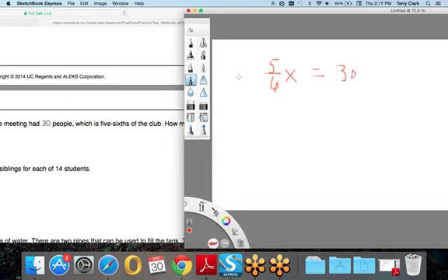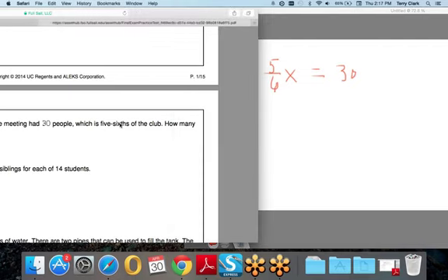And the word 5/6 of means to multiply. The word of means to multiply. I can't underline these things, but you can see it right there where it says 5/6 of the club means 5/6 times the club. And the club, of course, is how many people are in the club. So it's going to be 5/6 times the club. All right, so from there, we'll go ahead and do the math.